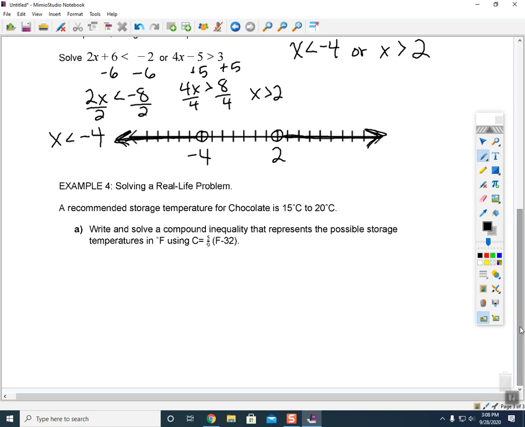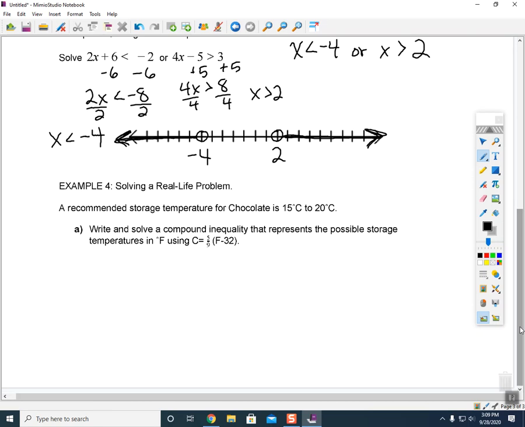Last problem, and this one's been a doozy today. So, a recommended storage temperature for chocolate is 15 degrees Celsius to 20 degrees Celsius. We need to write and solve a compound inequality that represents the possible storage temperatures in degrees Fahrenheit using the formula C equals 5/9 times (F minus 32). Okay, it's a lot of words.